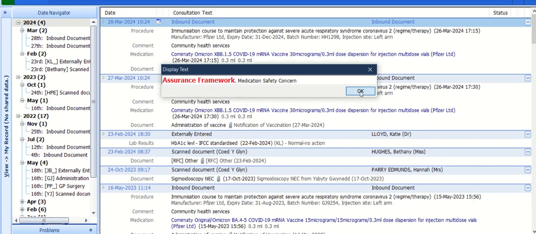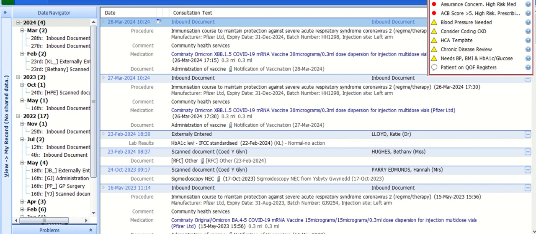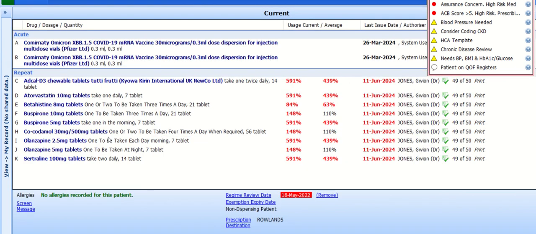So I know, for example, this patient has an ACB score of 5 or higher, so they're being pushed into the section showing ACB score of 5 or higher, high risk prescribing, and it's telling me that it's because they're on sertraline and olanzapine. Now, what I know is that the olanzapine here is counting twice because there are 2 different doses. There's a 2.5 and a 5.